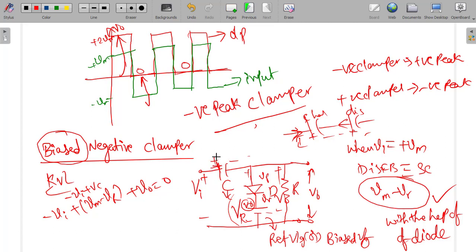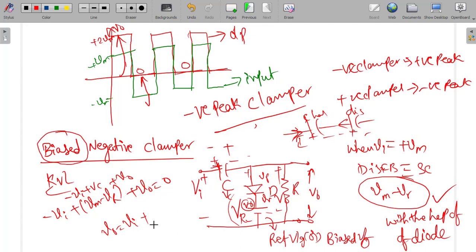The capacitor which is charging will have positive at the left plate and negative at the right plate. Whenever the capacitor is discharging, negative will be at the left plate and positive at the right plate. So minus Vi plus Vc plus V0 is equal to 0. That will be your KVL. Now minus Vi plus Vm minus Vr plus V0 is equal to 0.